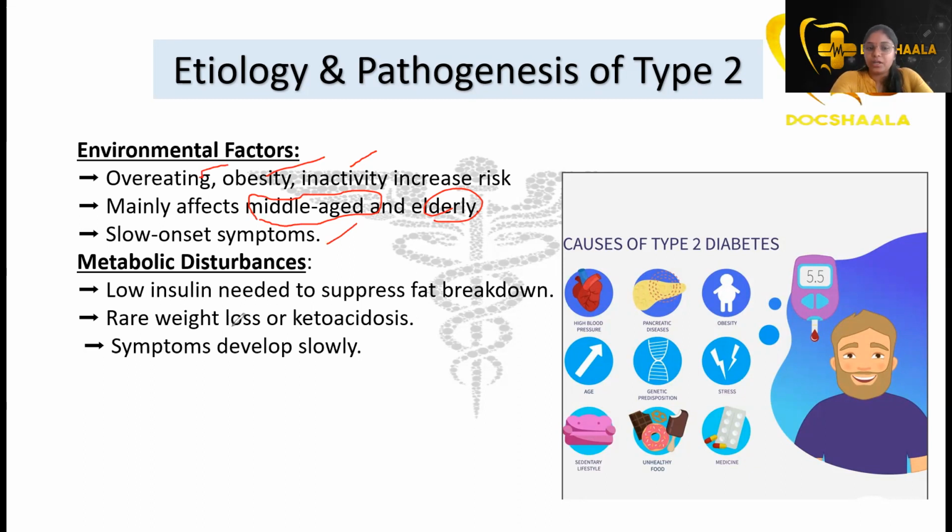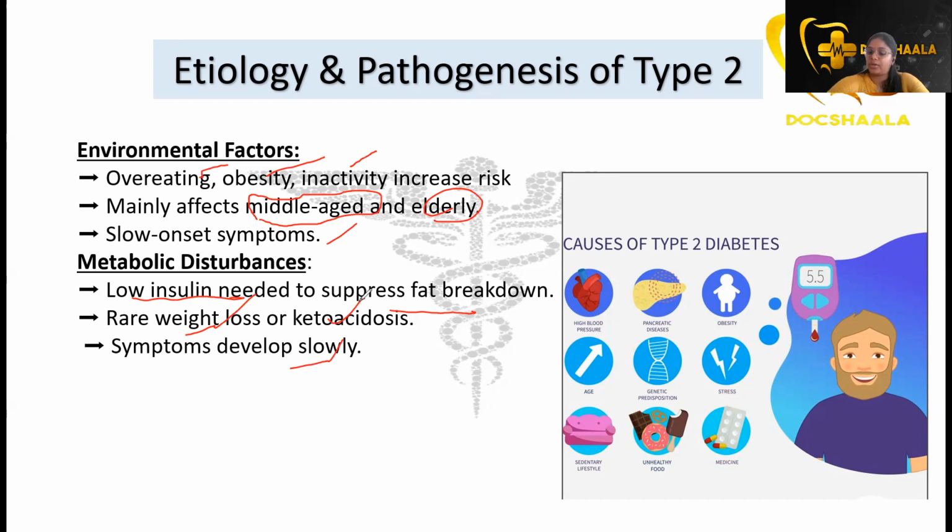And metabolic disturbances include low insulin, which is needed to suppress the fat breakdown. Insulin helps in fat metabolism, but since there is low insulin, the fat breakdown is not suppressed. Then weight loss is rare, ketoacidosis is rare, and symptoms develop very slowly.